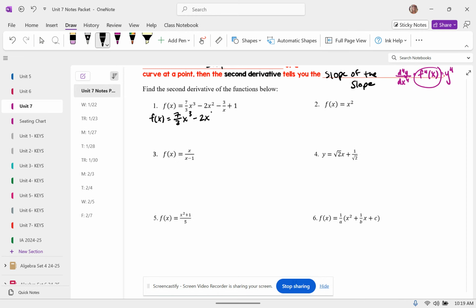The directions say to take the second derivative. So I'm going to take the first derivative, then I'm going to take the second derivative. All right. So I'm going to take the first derivative. So that's going to be 21 divided by 3, which is 7x squared minus 4x plus 3x to the negative second. Let's take the second derivative. Notice how we didn't convert it back into rationals and everything until after we took the derivative again. So now we have 14x minus 4 minus 6x to the negative third. So then I would convert that to 14x minus 4 minus 6 over x cubed.